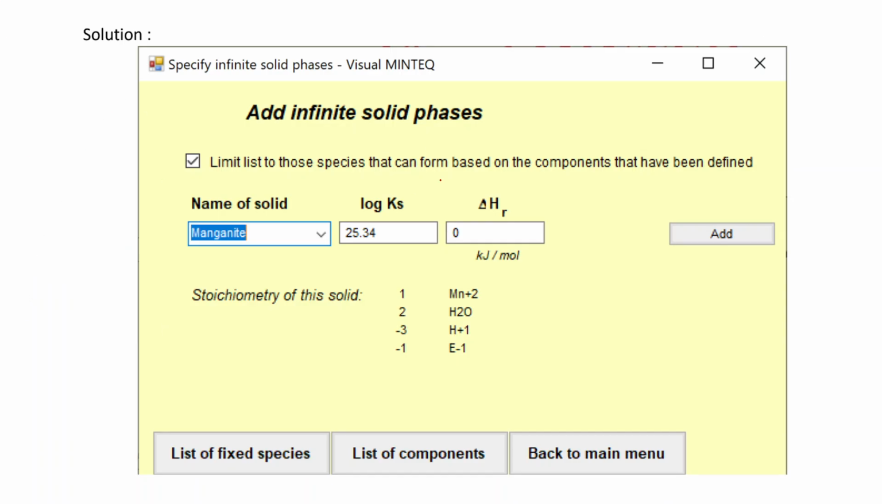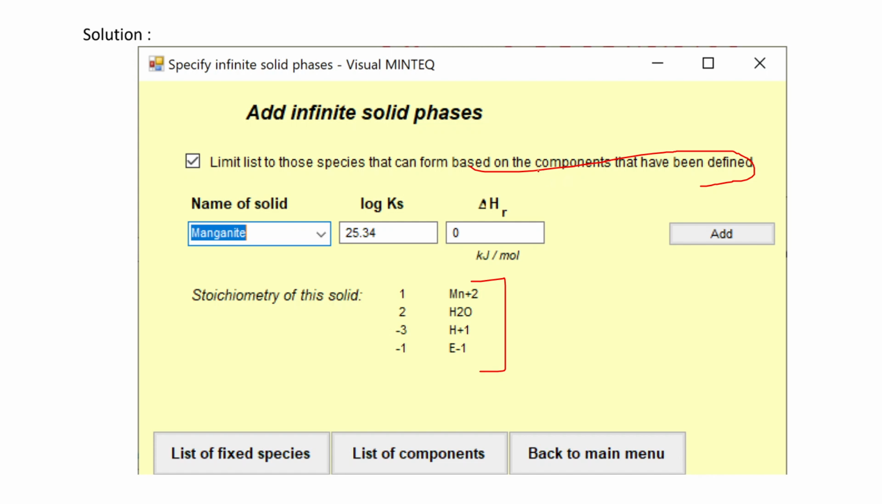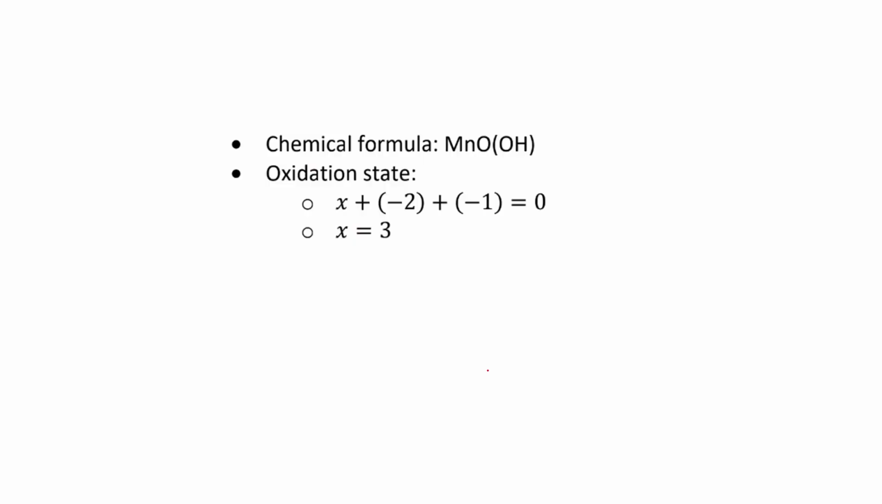Limit the list to those species that can form based on components that have been defined. So first we were taking everything, now we are just limiting it to manganite, considering only this is forming. By putting this, we will get the stoichiometry of the solid. Then the chemical formula we got to know from here, right? And just by putting the oxidation state, we can get the oxidation state of Mn as 3.